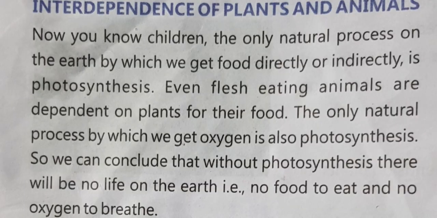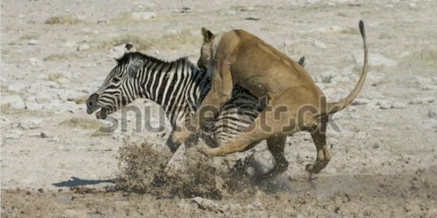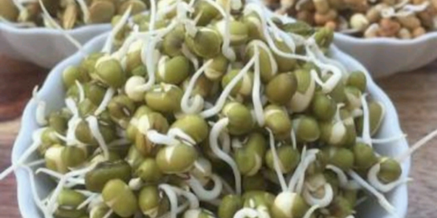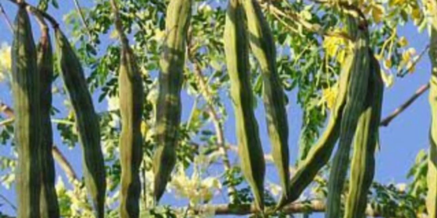You know, children, the only natural process on the earth by which we get food directly or indirectly is photosynthesis. Even flesh-eating animals depend on plants for their food. The only natural process by which we get oxygen is also photosynthesis. So we can conclude that without photosynthesis there will be no life on the earth. That is, no food to eat and no oxygen to breathe.